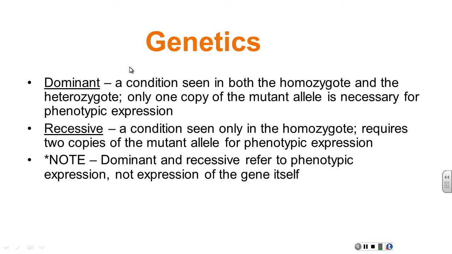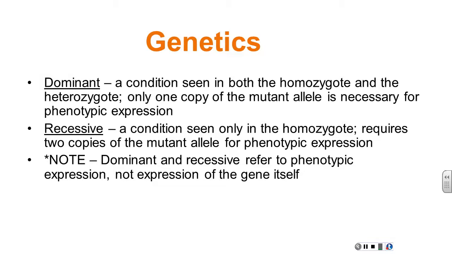And then the dominant and recessive, which we're going to start looking at today in terms of the inheritance patterns. Dominant means a condition seen in both the homozygote and the heterozygote. That means only one copy of the allele we're talking about, and usually in this class we're going to be talking about mutant alleles, is necessary for phenotypic expression.